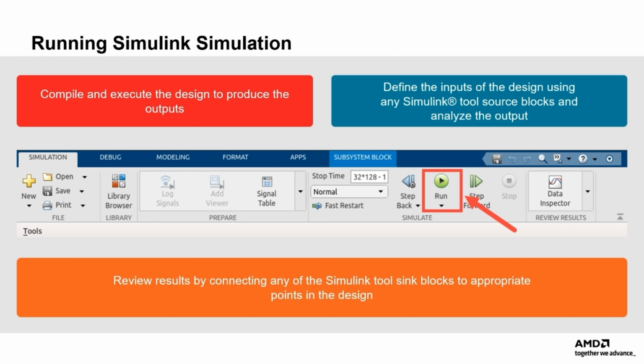You can define the inputs of the design using any Simulink tool source blocks, and the output is analyzed either by logging the data to the workspace or by visually viewing the results using a scope, spectrum analyzer, or display block. When simulation is complete, you can review the results by connecting any of the Simulink tool sink blocks to appropriate points in the design.